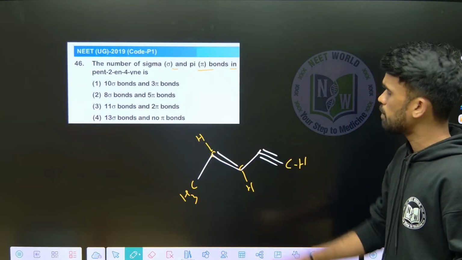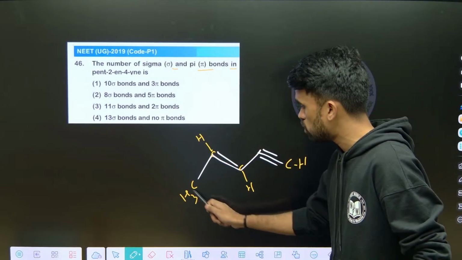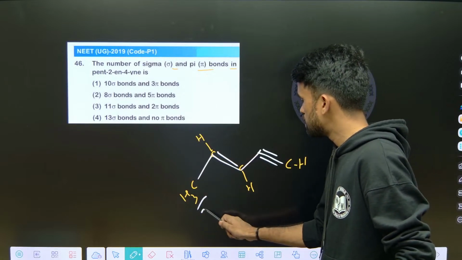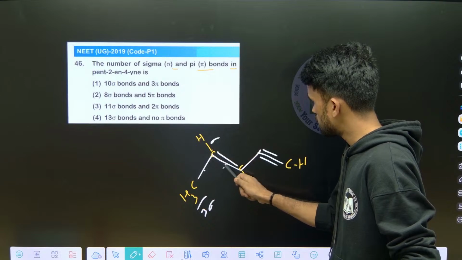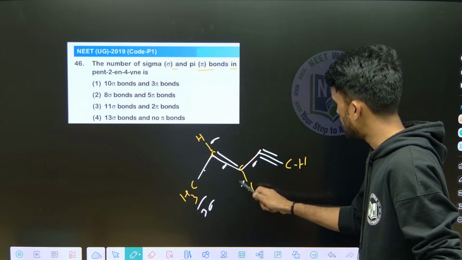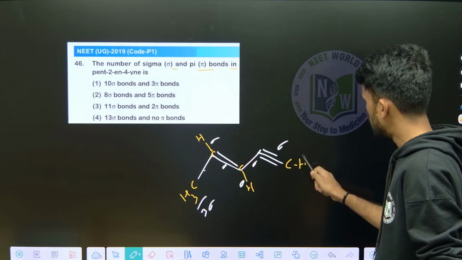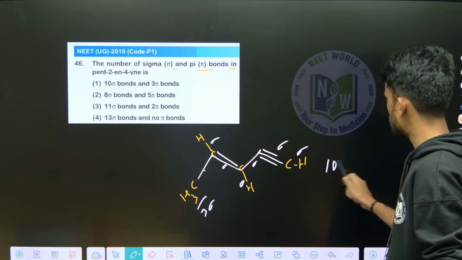Okay, now count the number of sigma bonds. Here 3 hydrogens attached to the carbon means 3 sigma bonds here, 4th sigma, 5 sigma, and here 6 sigma, 7, 8, and here 9, this is 10. So 10 sigma bonds.